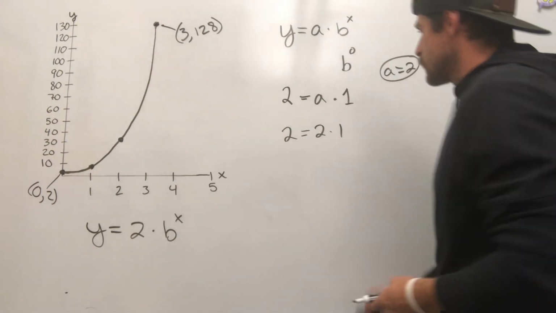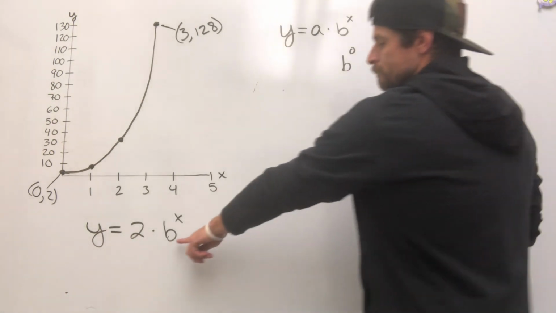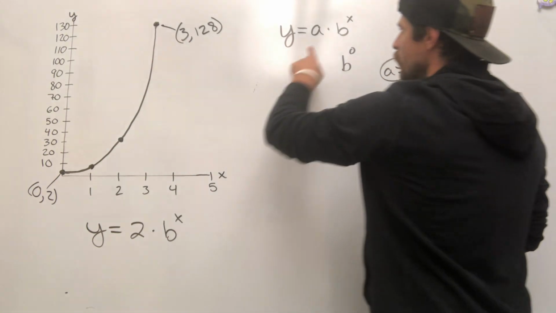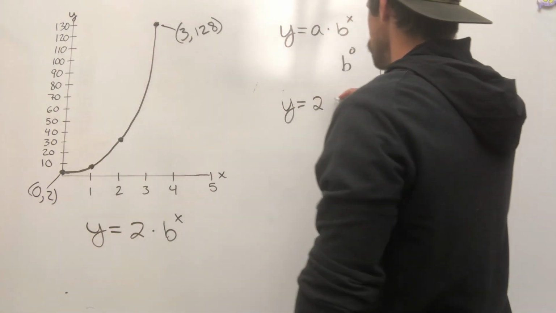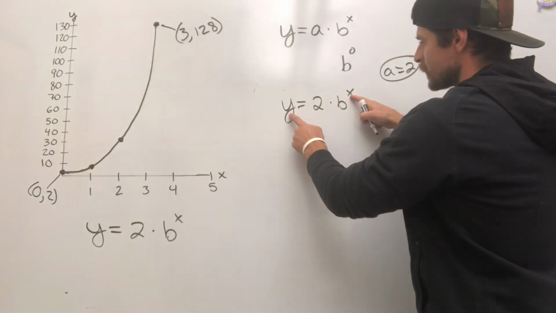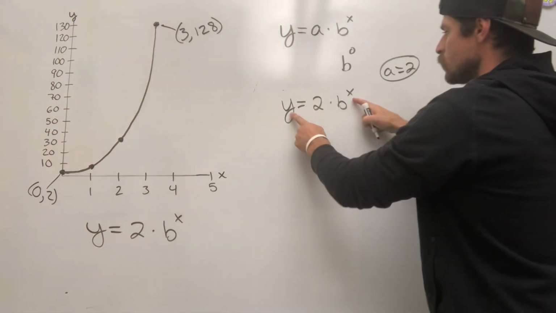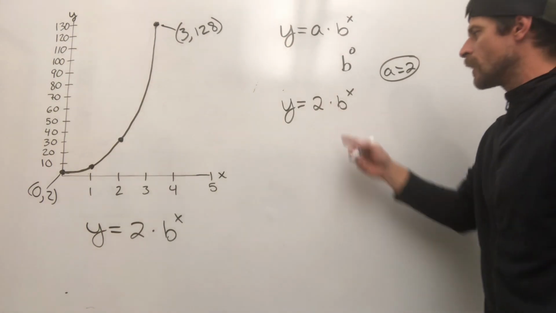Okay, so let me erase this real quick, give us some room, space to work. B is going to come from using this information now. We already have 2 for a, so I could say y equals 2 times b to the power of x. But let's replace x and y with this information here. Once we do that, we're going to be able to use a little bit of algebra and just solve the rest so we can figure out what b is.